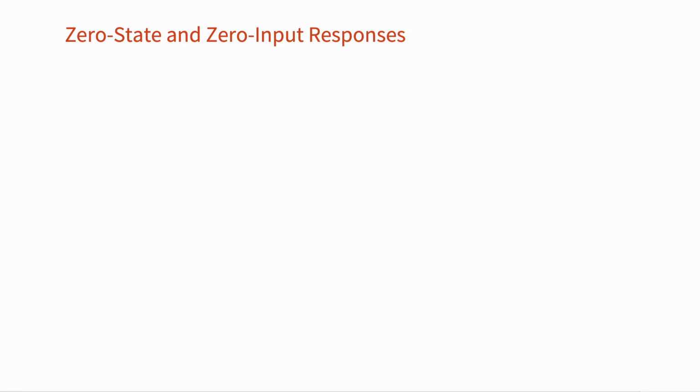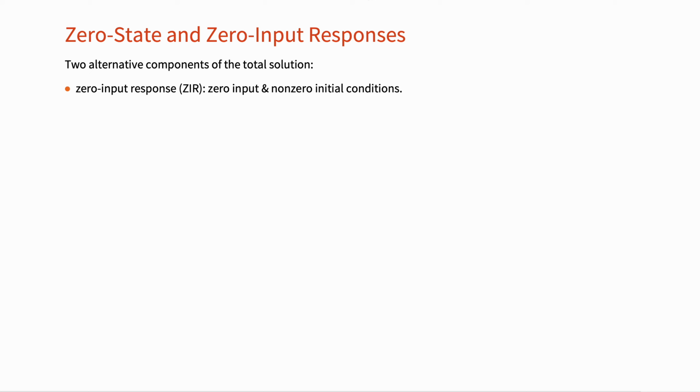In the total solution of the differential equation modeling the system, we can look at these 2 parts of the solution. The zero input response, which is the output response when we have 0 input and non-zero values of the initial conditions, and the zero state response, which is the response when we assume 0 state or 0 initial conditions and non-zero input. The total solution then will be the sum of these 2 solutions.